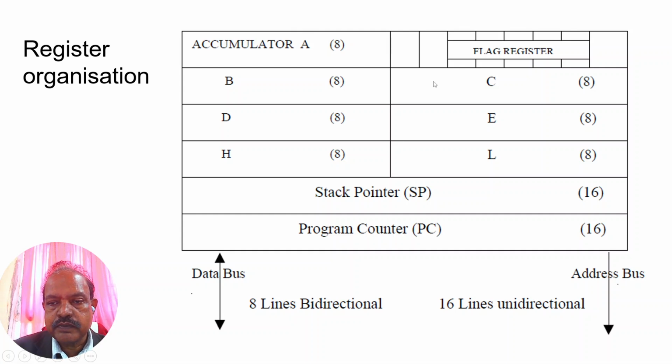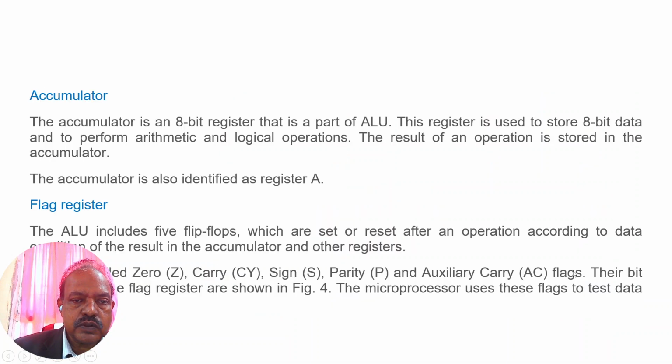So B is 8 bit, C is 8 bit. If I am using BC, then it will be 16 bit. D 8 bit, E 8 bit. So B is for base, C for count. Don't worry about this, I will explain everything. Then H and L. The stack pointer, what I told you, is 16 bit, and the program counter is a 16-bit register. The data will go to and fro, coming and going. Address is one direction. So the data bus is eight lines, that is bidirectional. This is the 16 lines, unidirectional, right? So this is the register organization of the 8085.